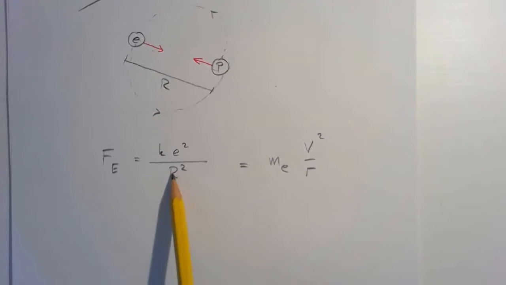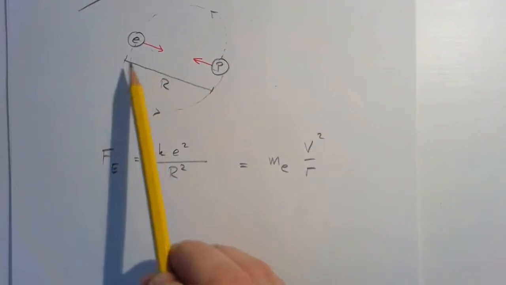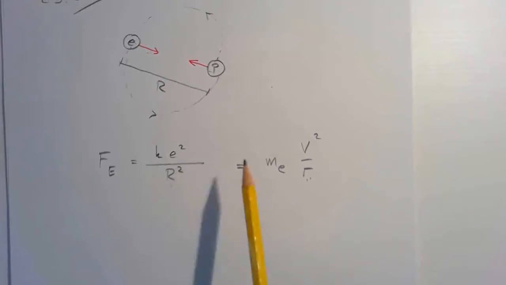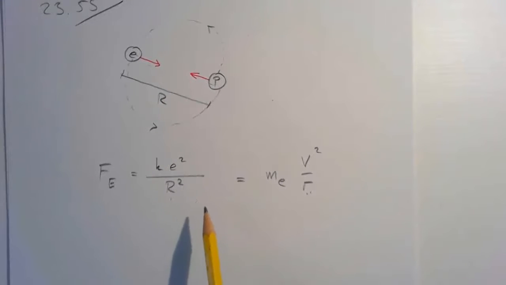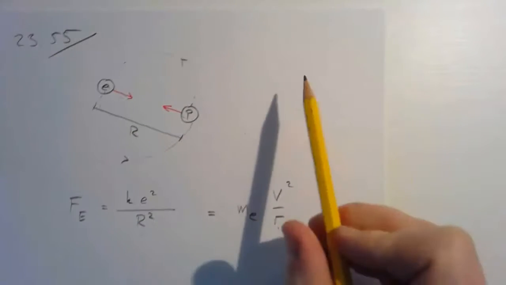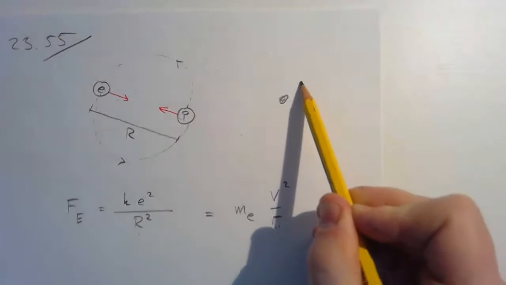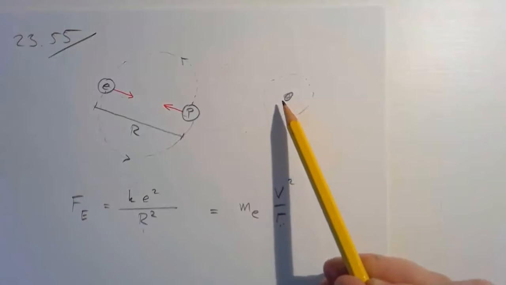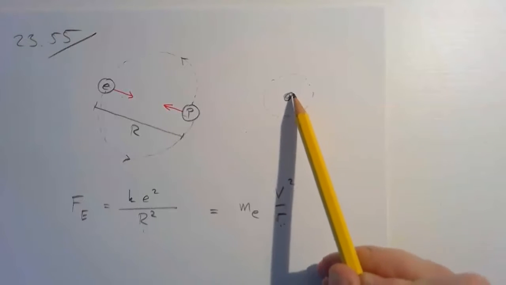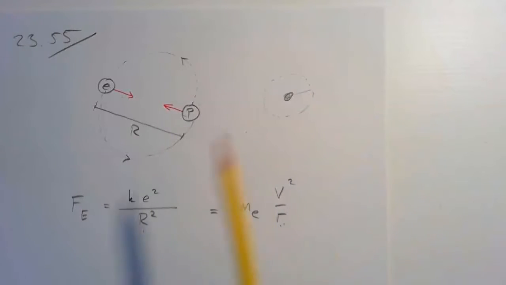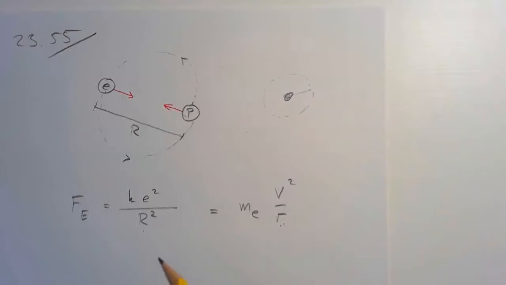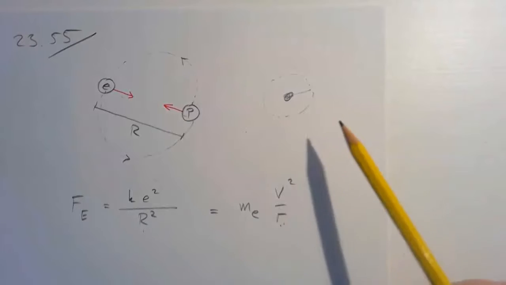Now, notice the separation between them, big R, is not the same as the radius of the circle, right? This is the subtlety here. If you had, say, an atomic nucleus, and a little electron that goes around in a circle, then the radius of the circle is the same as the separation between the electron and the nucleus, because the nucleus is heavy, it essentially doesn't move.